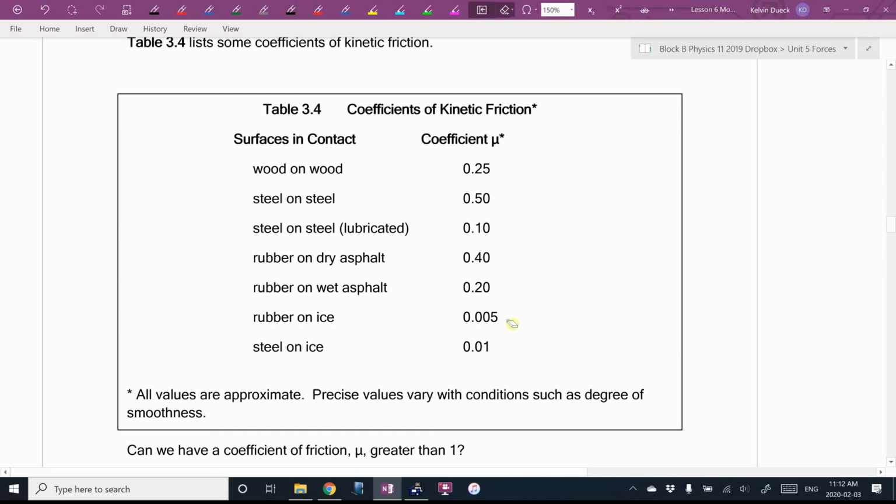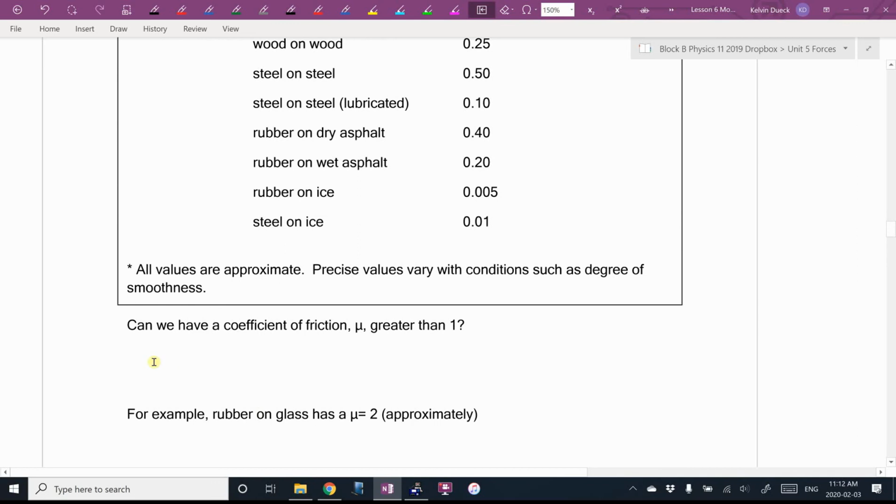Steel on ice is actually a little better than rubber on ice. All these values, though, are approximate. Can you have a coefficient of friction greater than 1? Yeah, but it's fairly rare. But rubber on glass has a mu of about 2 approximately. So rubber sticks really well to glass.